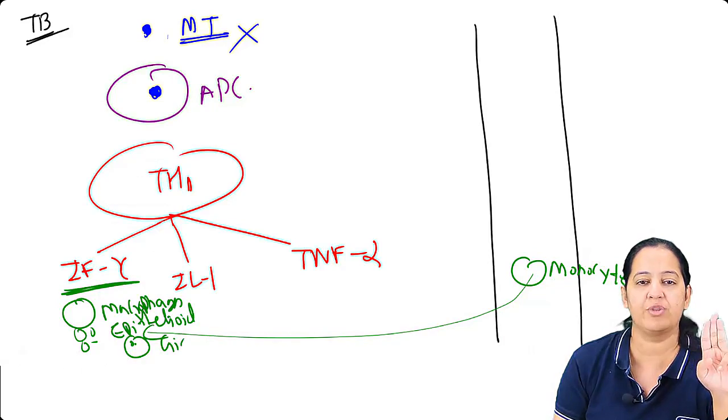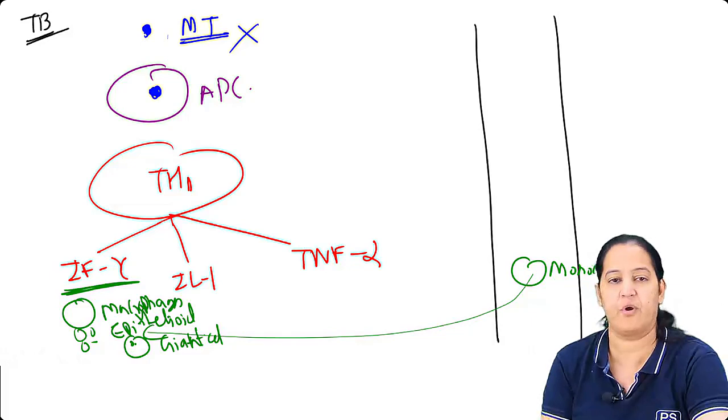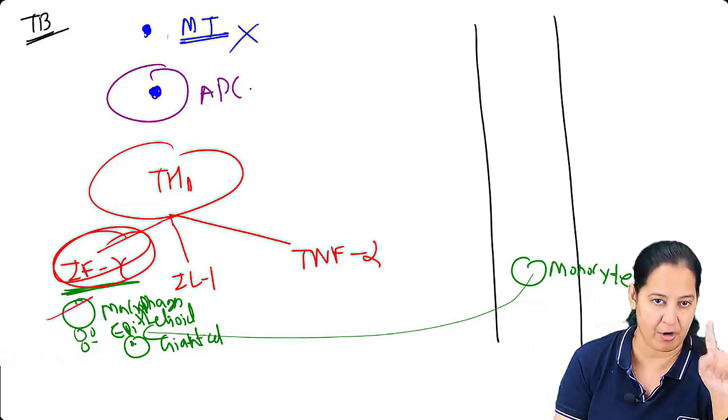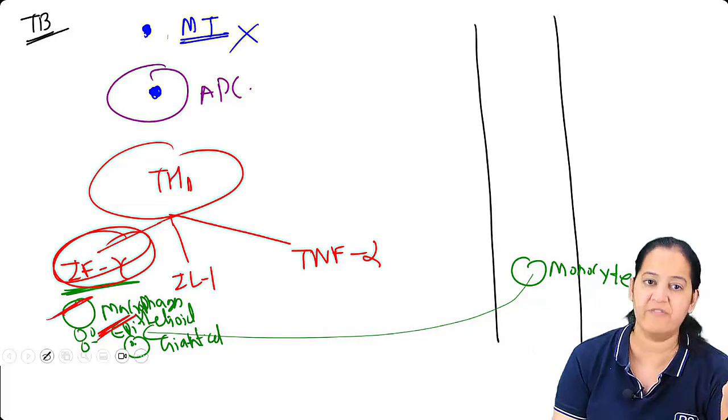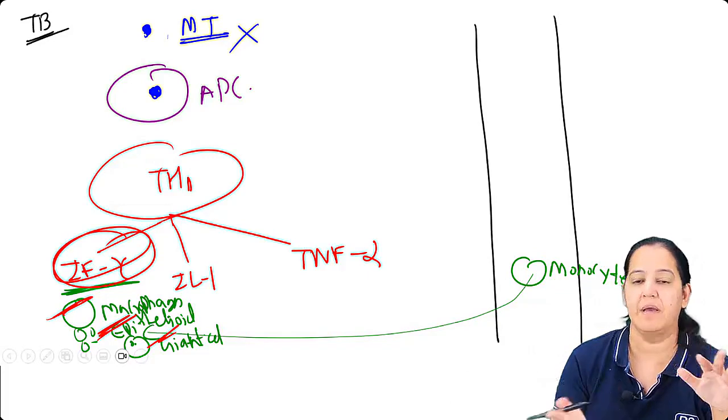So it is forming 3 cells. And what are the 3 cells? All is done by interferon gamma only. Number 1 macrophage, then epithelioid cell by modifying, and then giant cell by fusing them. Let's come to the next.